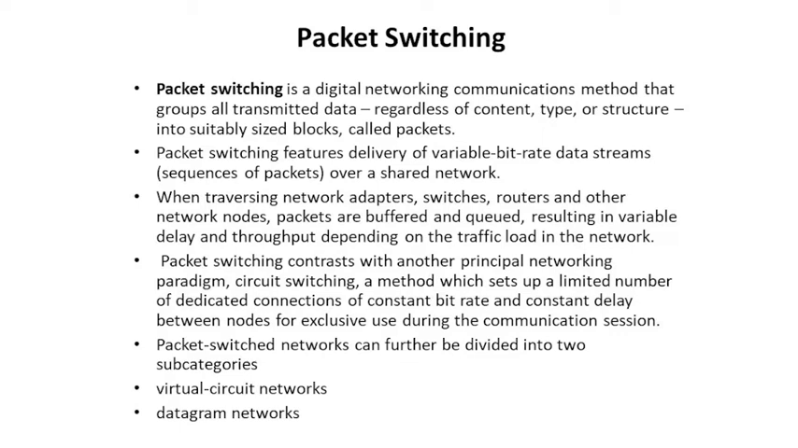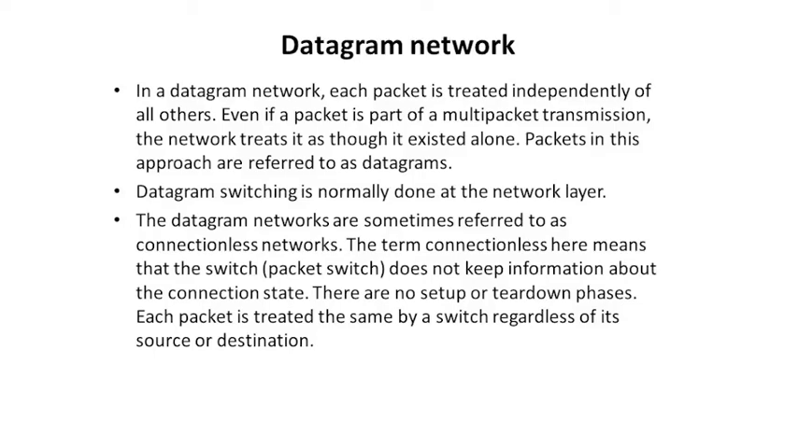A packet switched network can further be divided into two subcategories, that is, virtual circuit network and datagram network. In a datagram network, each packet is treated independently of all others. Even if a packet is part of a multi-packet transmission, the network treats it as though it existed alone. Packets in this approach are referred to as datagrams. Datagram switching is normally done at the network layer. Datagram networks are sometimes referred to as connectionless networks.